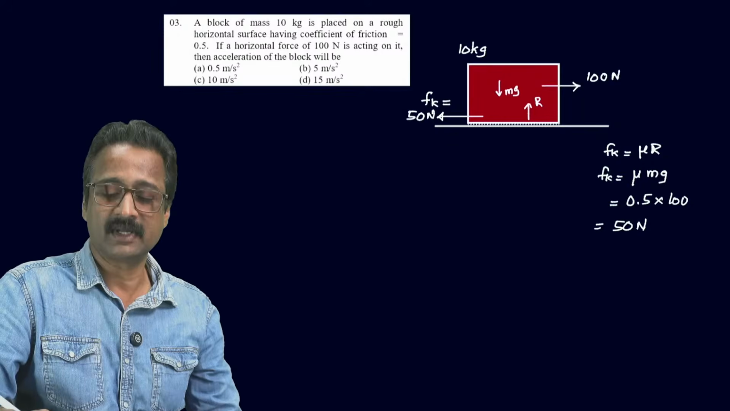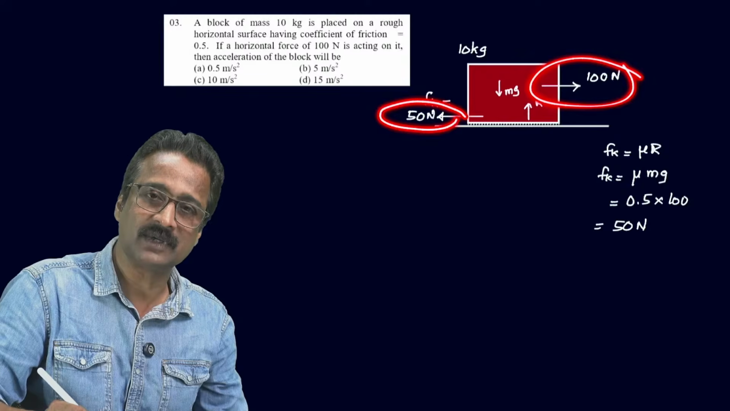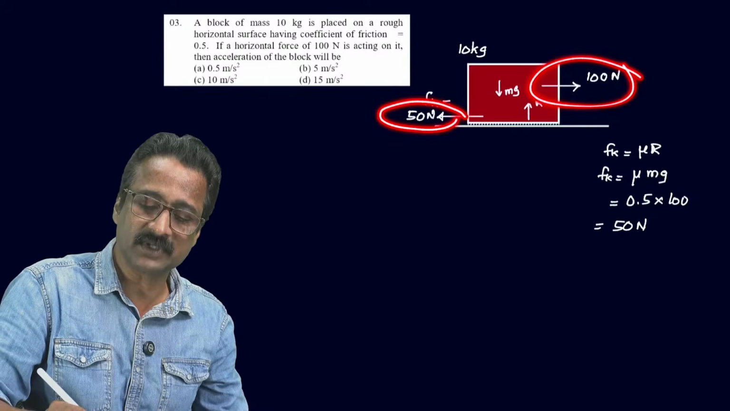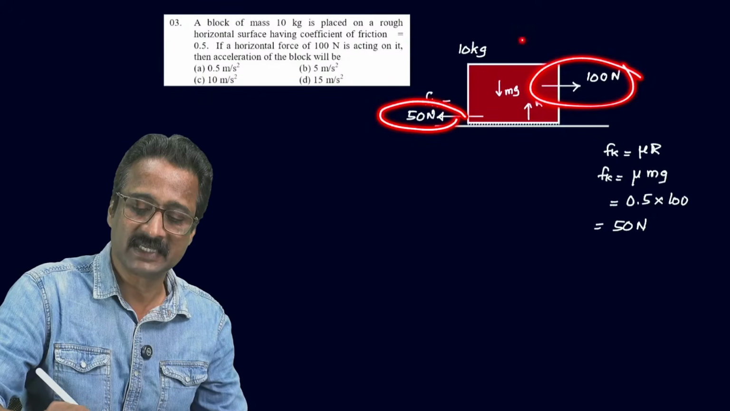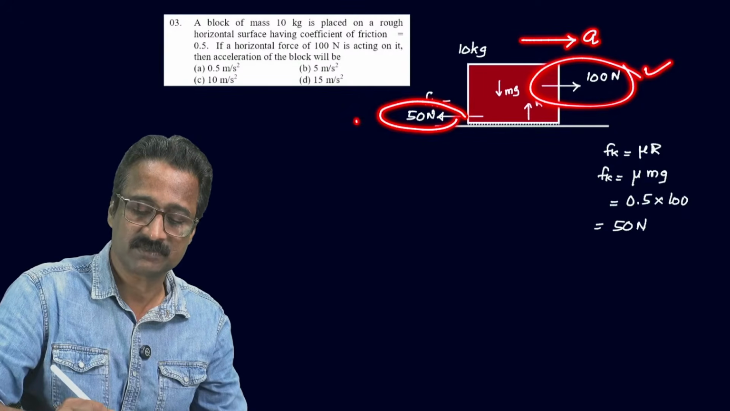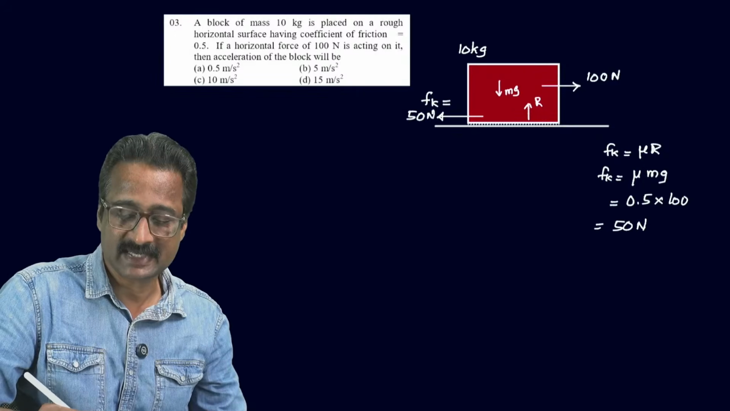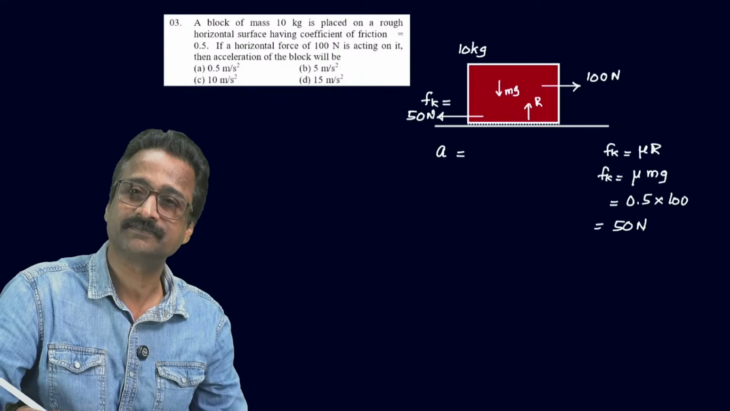You are applying a force of 100 Newton forward and there is a resistive force of 50 Newton acting backward. Even though there is a resistive force, you know that this body is likely to accelerate forward. The reason is this 100 is much bigger than 50, so certainly the body will accelerate. Now the acceleration is what they are asking.